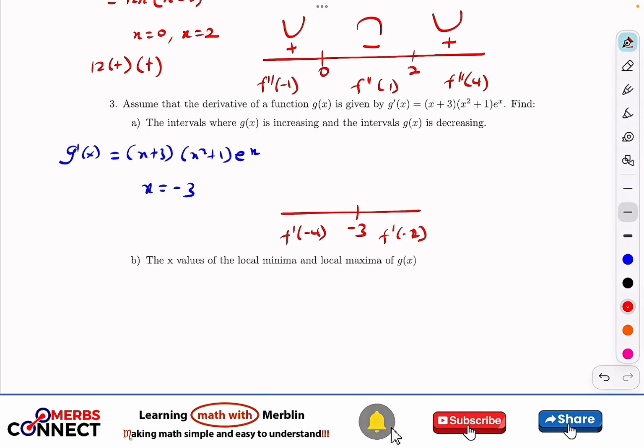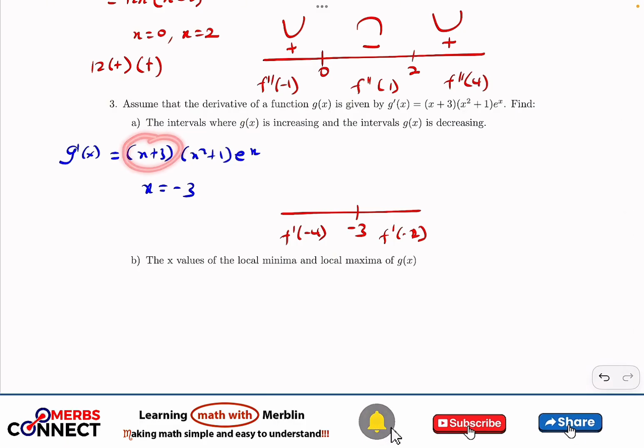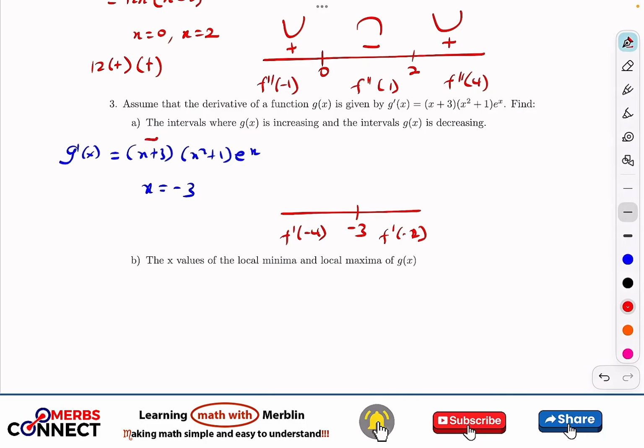Plug in -4 here from the start. This is going to be negative, and the second parenthesis will be positive, and this one will be positive. When you multiply it through, you are going to get a negative. So this is going to be decreasing. Now, the last one is to pick -2. -2 here will be positive, and this one will be positive, and this one will be positive. So this will be positive, and this one will be increasing.